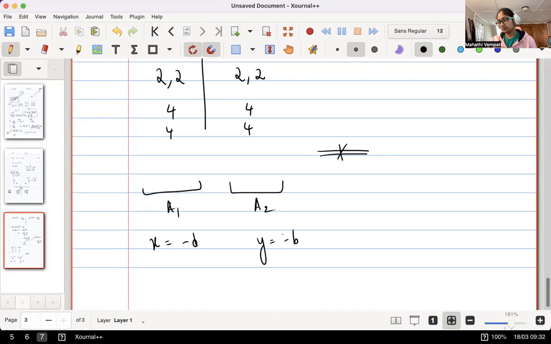But this should be true for every single element you exchange. That means all of those elements should have the same value, right? Because x has to be minus d for all of those elements, and y should be minus b for all of those elements that come in. So that tells you that if you have a split, all the elements in A1 should be the same, and all the elements in A2 should be the same.